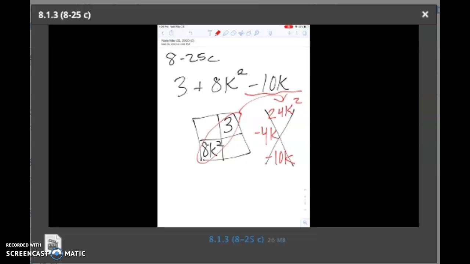So those are going to be negative 4k and negative 6k. All right, because negative 4k times negative 6k gives us positive 24k squared. And when I add negative 4k and negative 6k, I get negative 10k. So I'm going to put those over here into my generic rectangle.